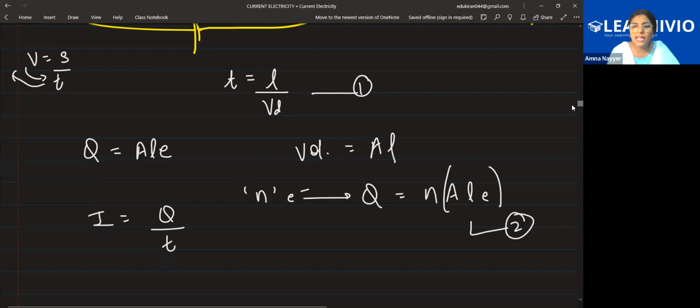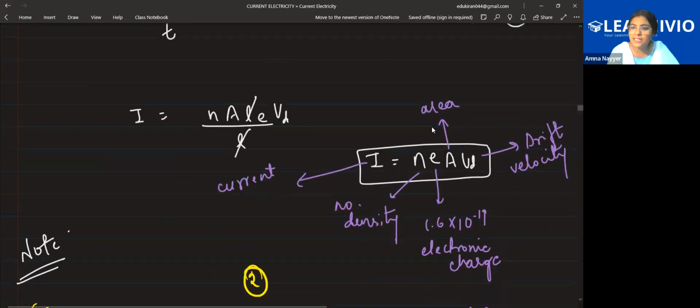Now you have the charge, now you have the time, you divide them. You will see that the length gets cancelled. The formula that you have is I is equal to NEAVD. I is the current, N is the number density, E is the electronic charge, that is 1.6 into 10 to the power minus 19, A is the area, and VD is the drift velocity.